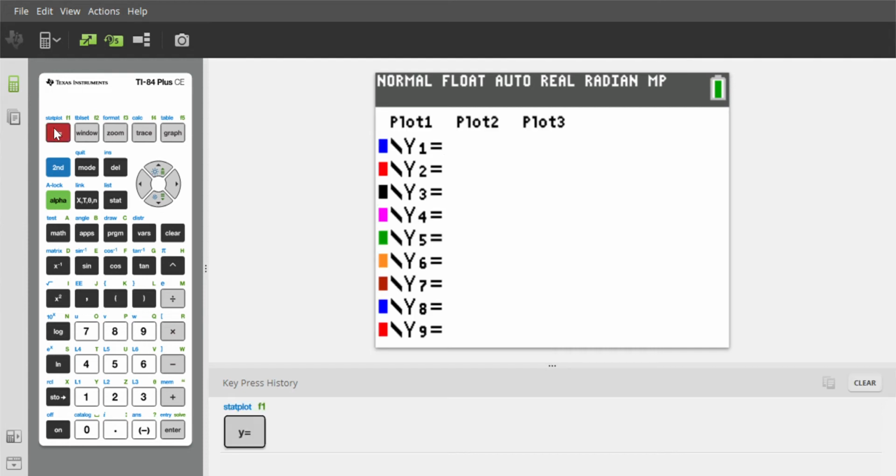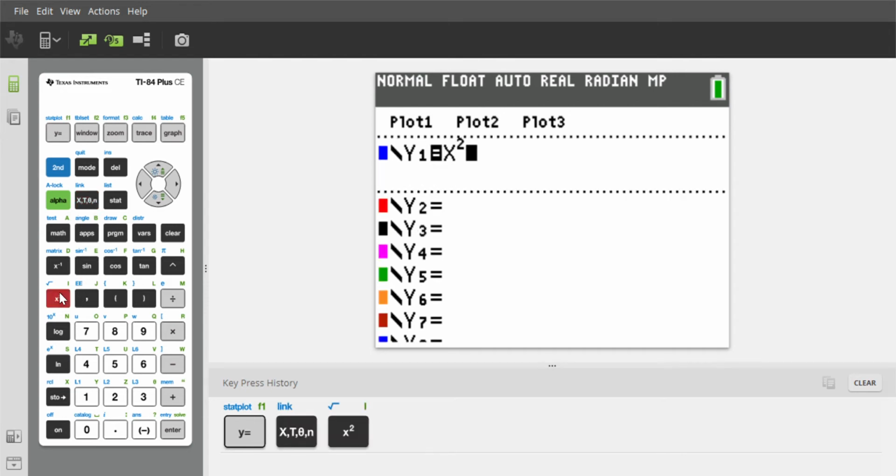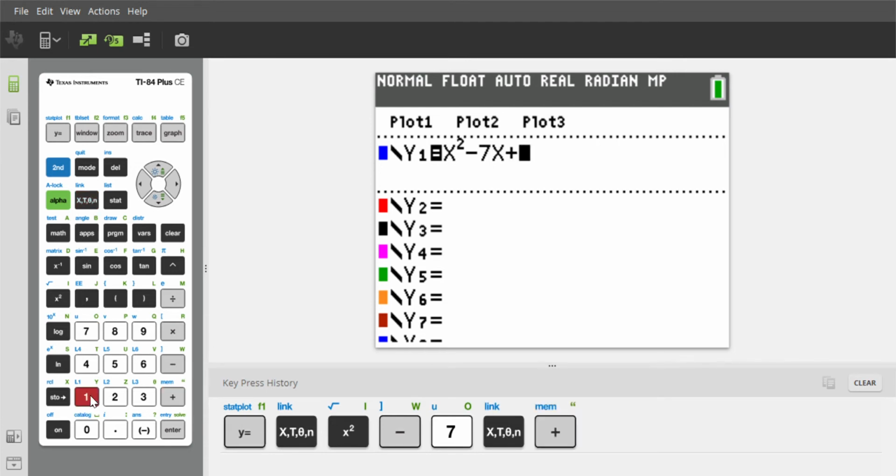First example, we're going to enter x squared minus 7x plus 12. And keep in mind that if you have a function that is not set equal to 0, that's the first thing that you need to do: you need to get that quadratic equation in standard form. So get it set equal to 0. So I'm going to go ahead and graph this.